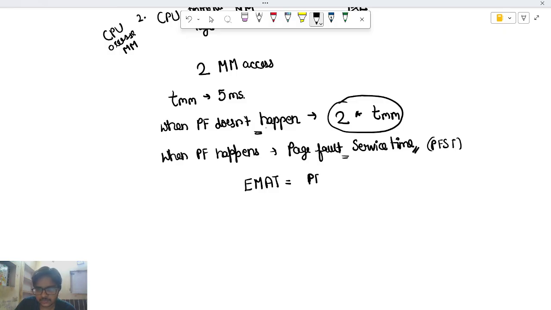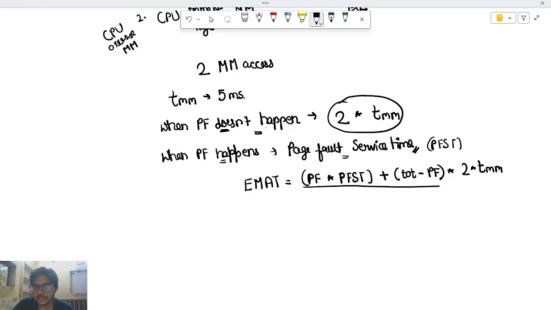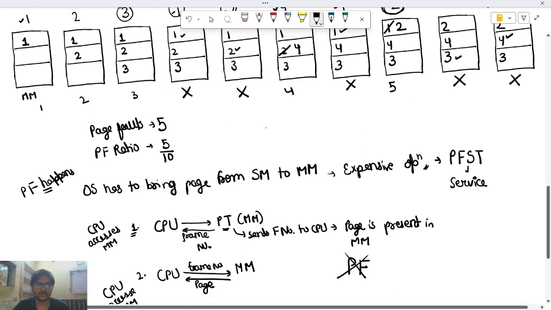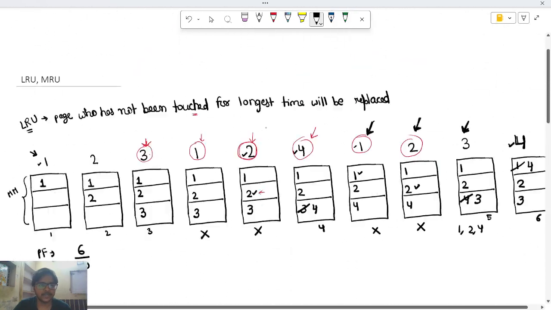So your effective memory access time formula becomes: total page faults into page fault service time, because whenever a page fault happens you have to count the page fault service time, plus total references minus page faults into 2 into memory access time, since whenever a page fault didn't happen it takes two memory accesses, all divided by total page references. Okay, so this is your ultimate effective memory access time formula. So in this lecture, we talked about MRU and LRU.